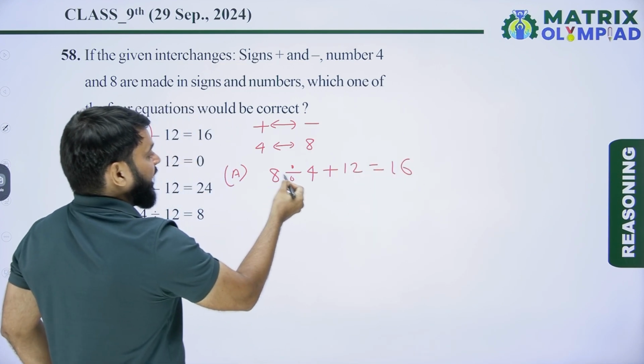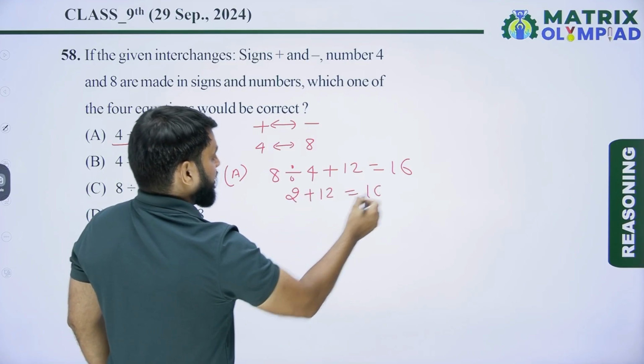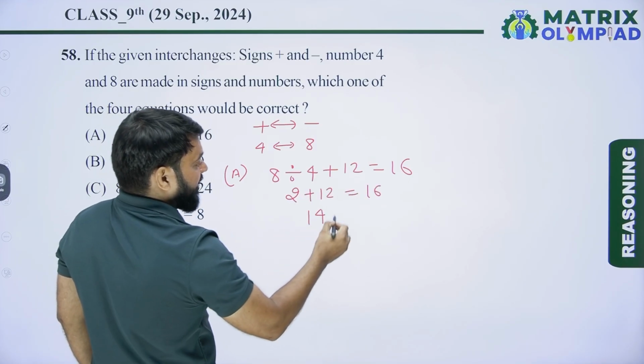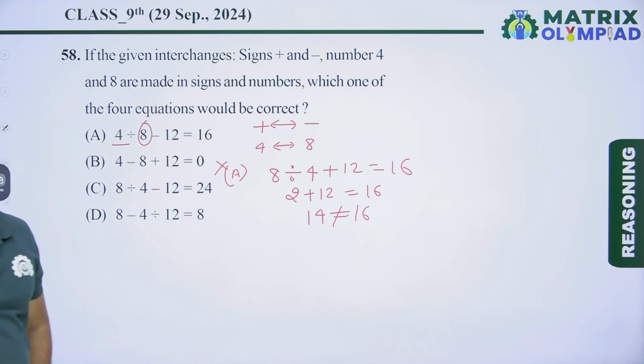So 8 divided by 4, it means 2 plus 12 is equal to 16. 2 plus 12 means 14, never equal to 16. So it means option A is the incorrect option.